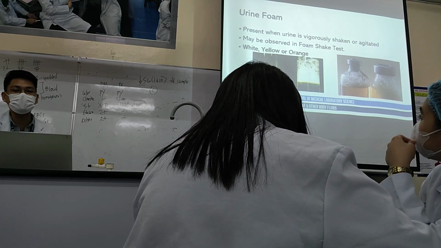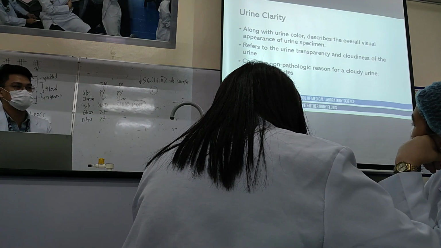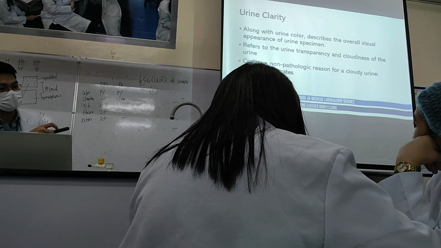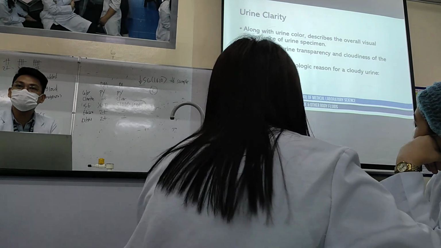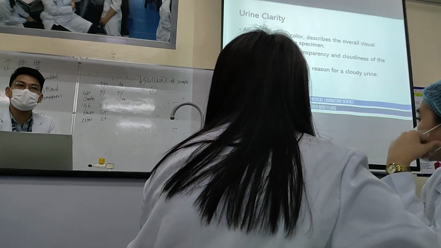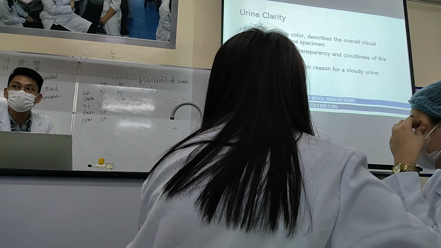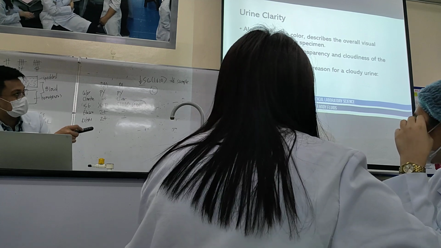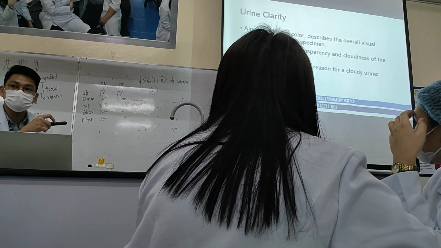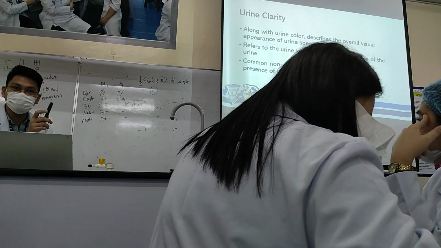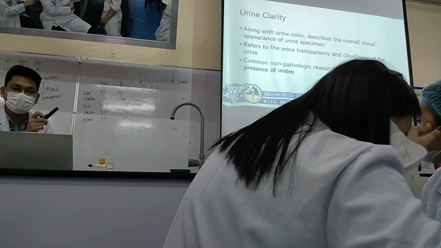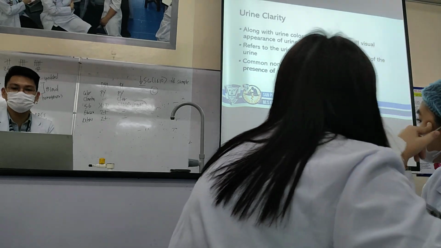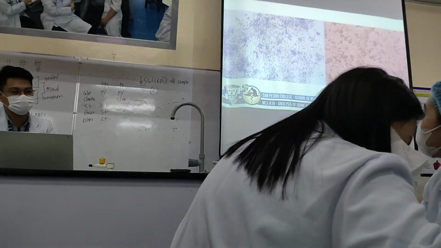Okay, next, you have your urine clarity. So this is reported together with your urine color. It refers to the transparency and cloudiness of the urine. Di ba, you mentioned the most common pathologic reason for a cloudy urine is because of presence of white blood cells. But if non-pathologic naman, presence of urates after refrigeration. That's why di ba, pag dissolve sa heat, urates; pag phosphates, dissolve sa acid. Tanawang differentiation.